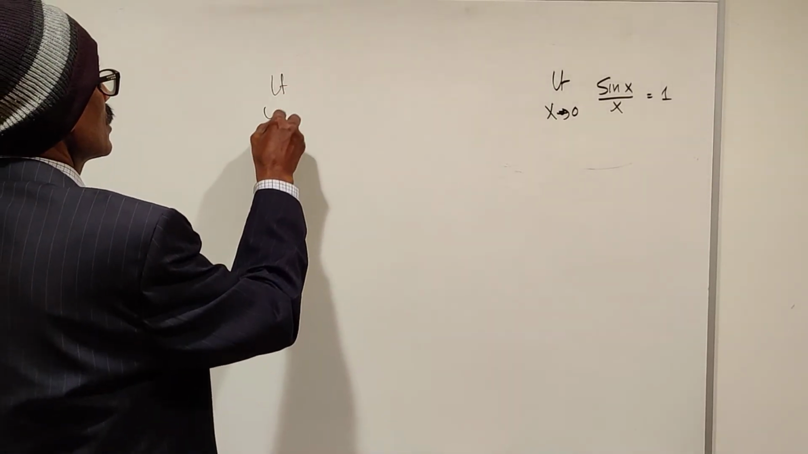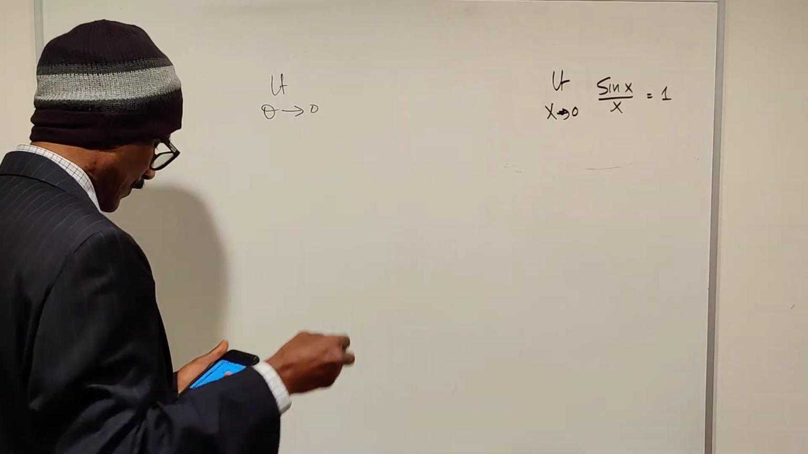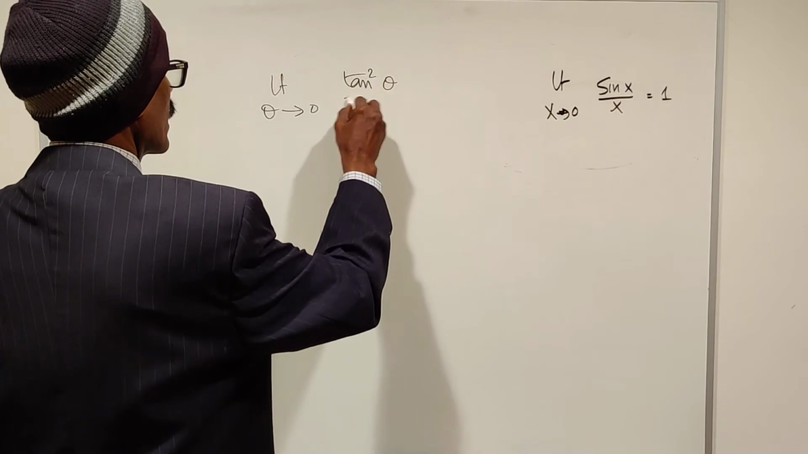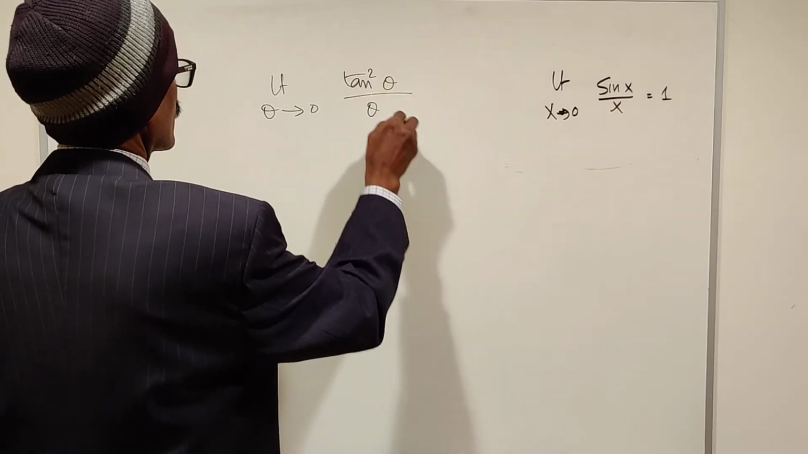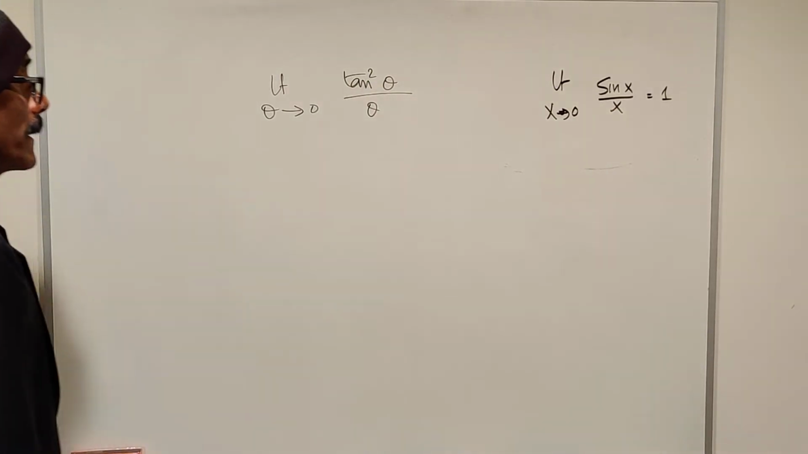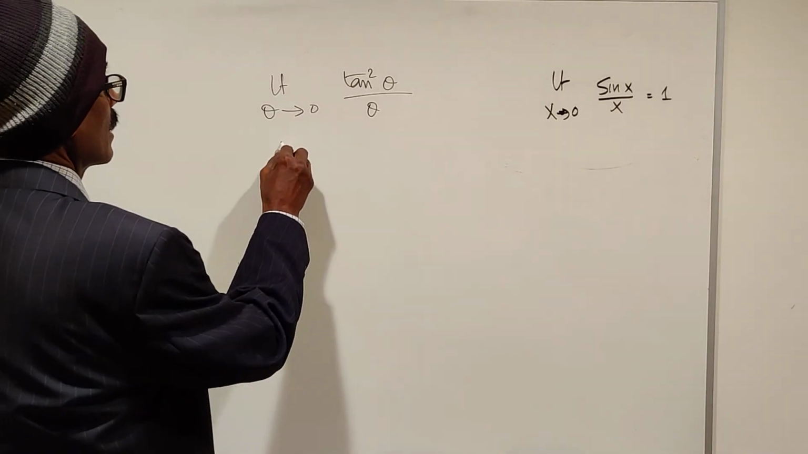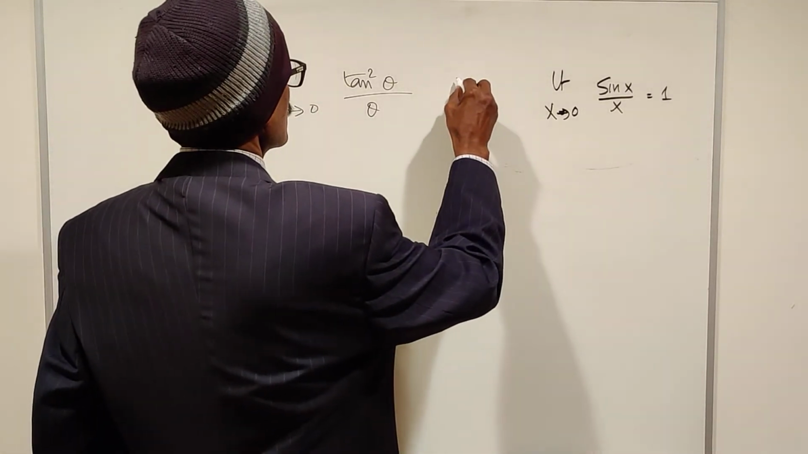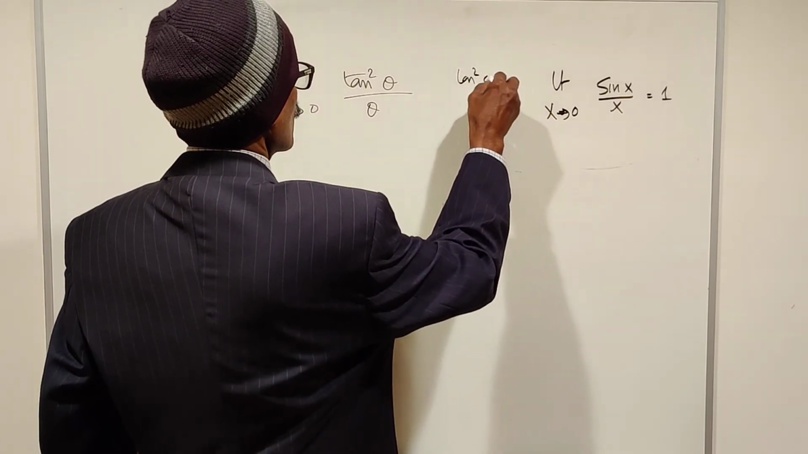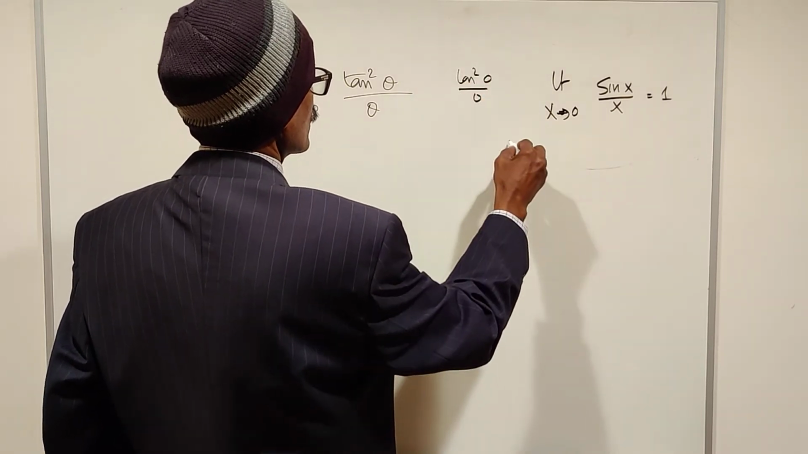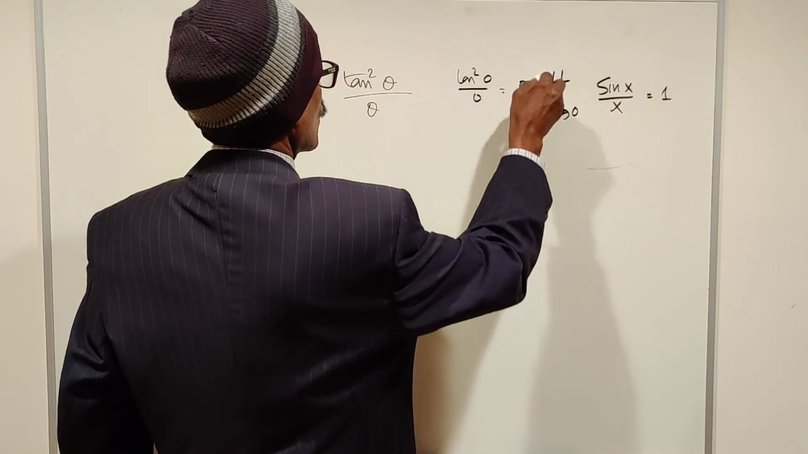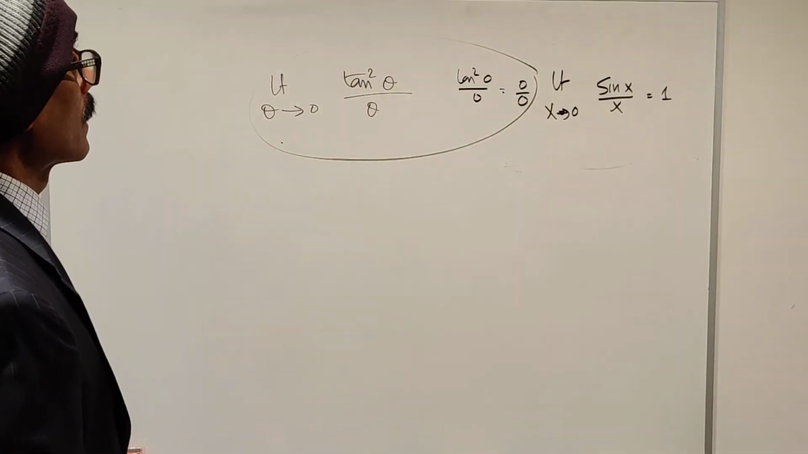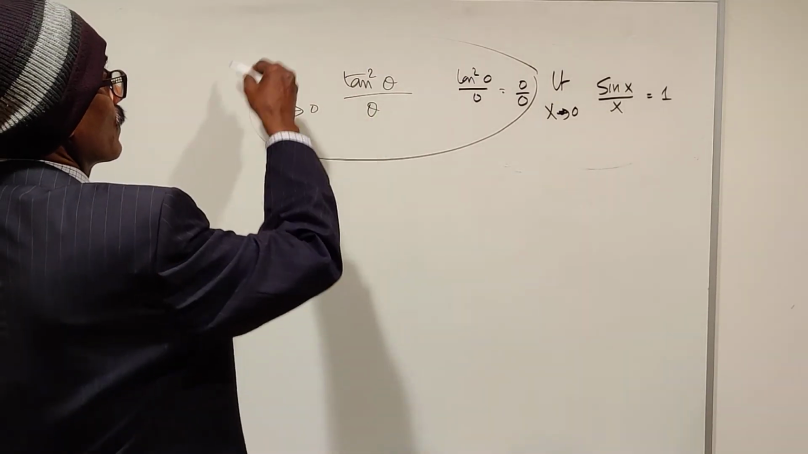Next. Limit theta tends to 0, tan square theta divided by theta. Okay, here when theta equals 0, tan square 0 by 0. Tan square 0 is 0, so 0 by 0 form. So there is a limit value for this function.